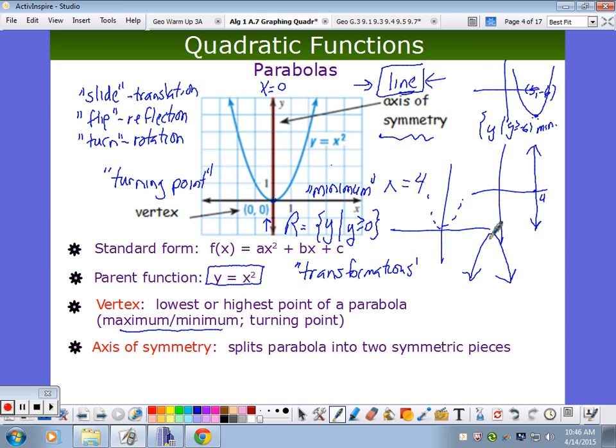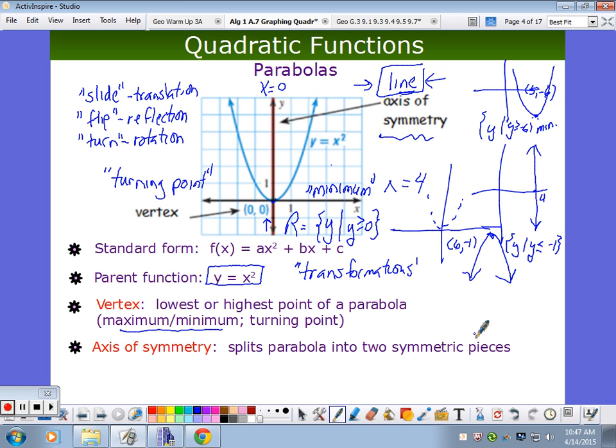Now let's say I flipped it. Looks like this. Do I have a minimum value anymore? What's the range for this one? Let's say this point here is 6, -1. Let's say that's the point. What's the range? Oh, Brenna, what's the range? Y is... Yes.